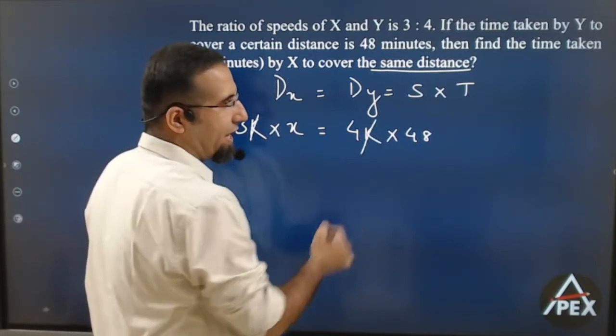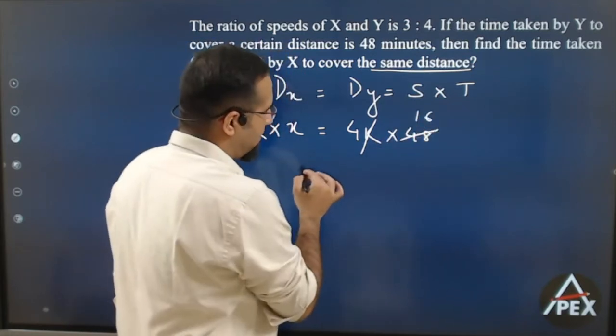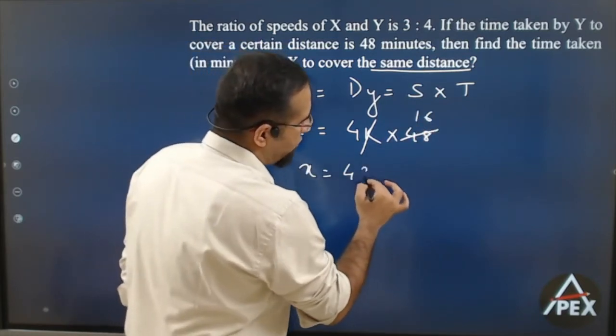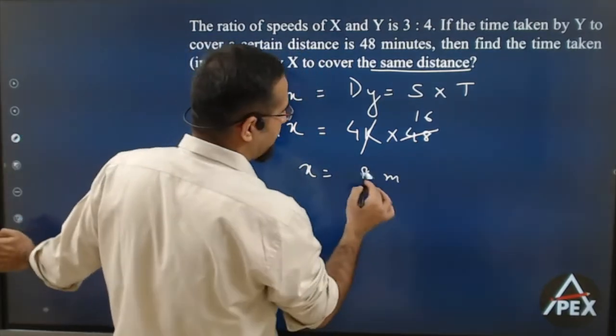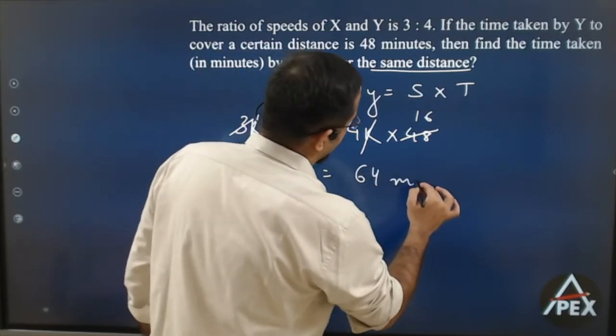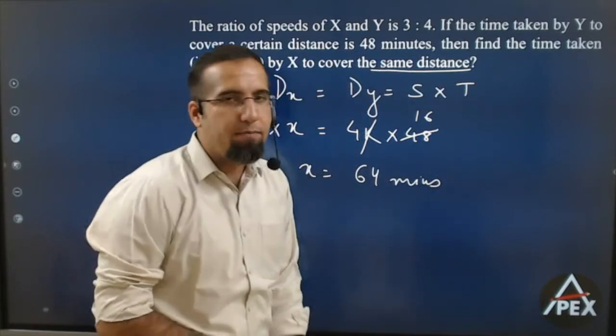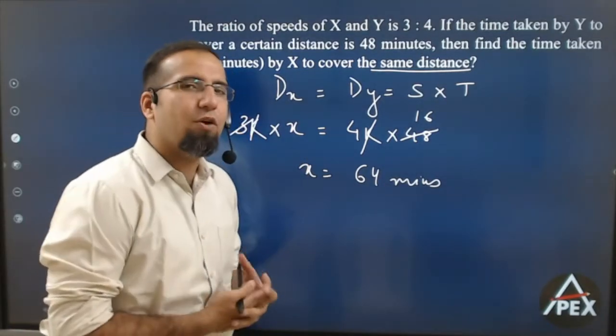So what do I see? I see that k gets cancelled. This is 3 ones, 3 16s, so the value of x is equal to 48. Sorry, 4 into 16 is going to be 64 minutes, the time taken by x to cover the same distance. Right, this is one way of looking at it. Now what is the other way of looking at this?